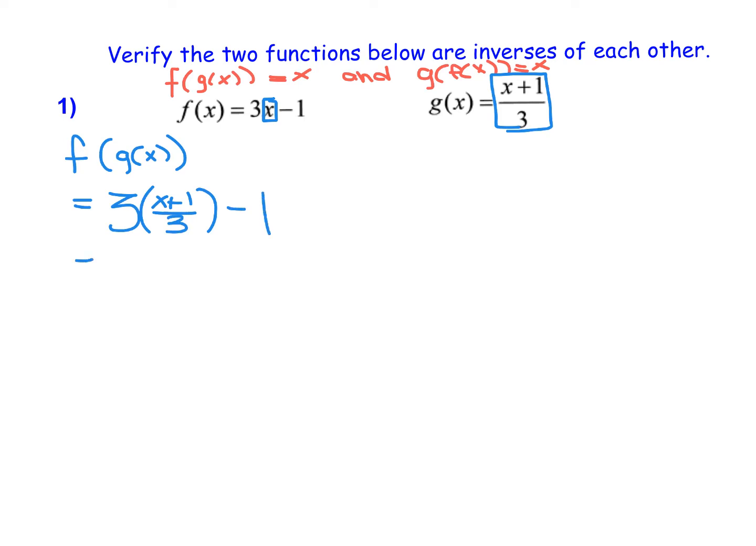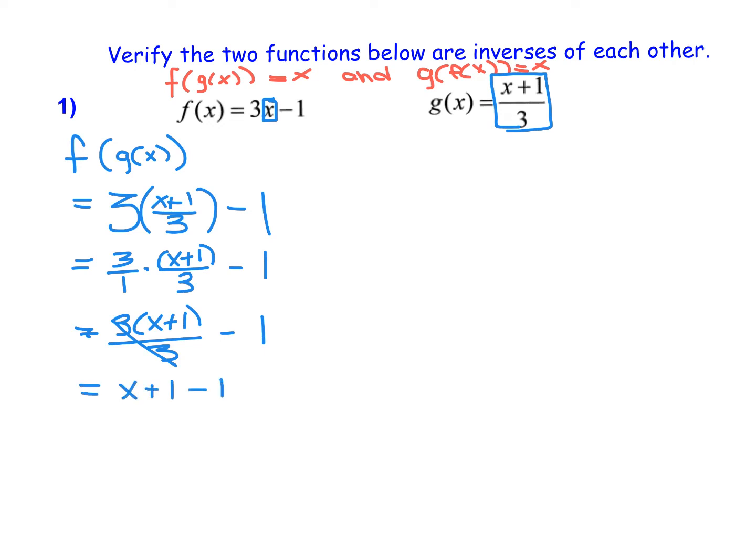and then the minus 1 on the outside. So just like last time, I'm going to turn this into 3 over 1 times x plus 1 over 3, so that becomes 3, and there's still that negative 1 out there, so 3 times x plus 1 over 3 minus 1. Now I can see the 3s are going to simplify down to 1 because that's 3 over 3. So then I'm left with x plus 1 minus 1. The plus 1 minus 1 becomes 0, so I'm just left with x. So I've verified that f of g of x is equal to x.